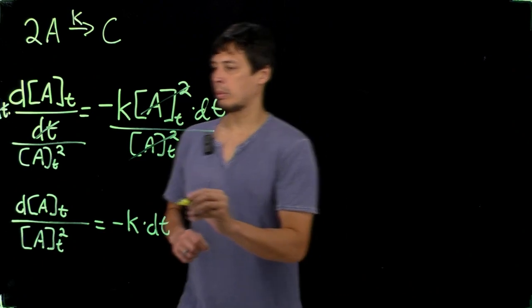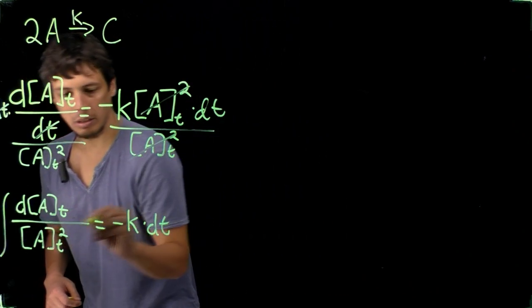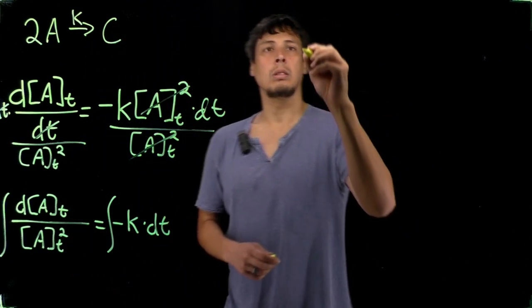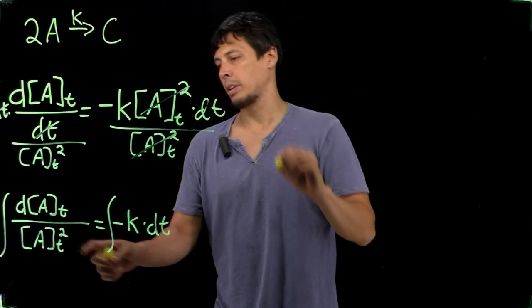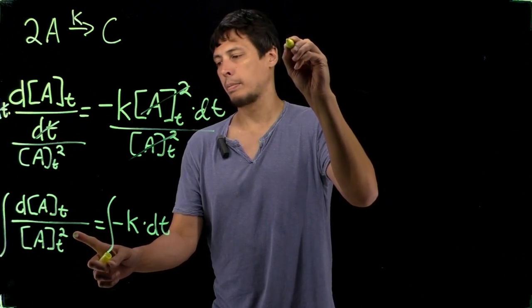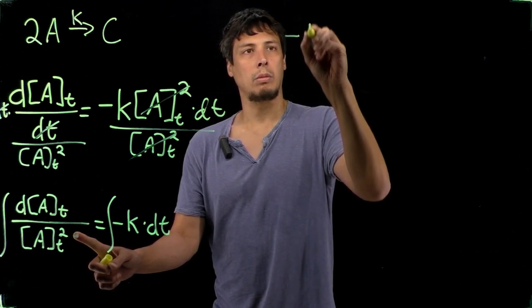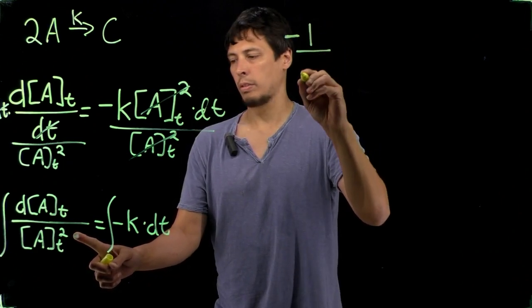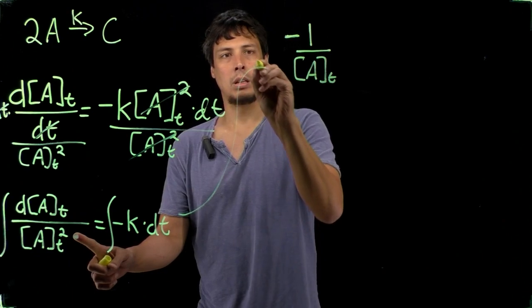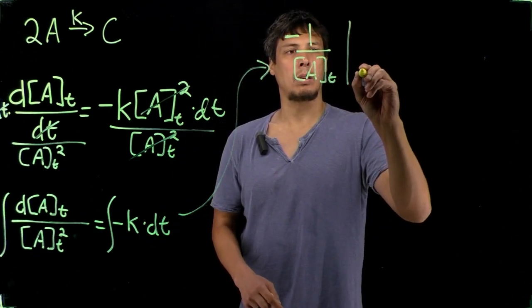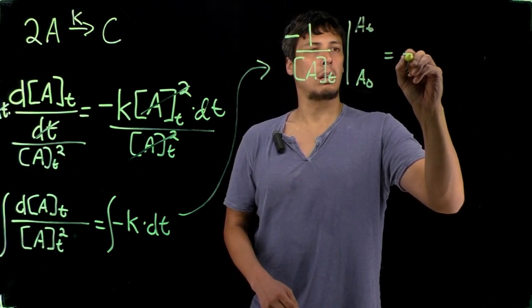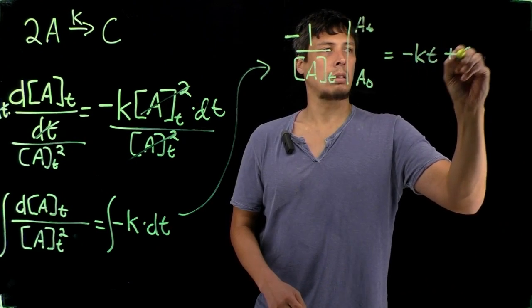So now we have this, and what we're going to do is integrate on both sides to give us this equation where, because this is A of t squared, what we find is that we have negative 1 over A of t from A naught to A of t equals negative kt plus c.